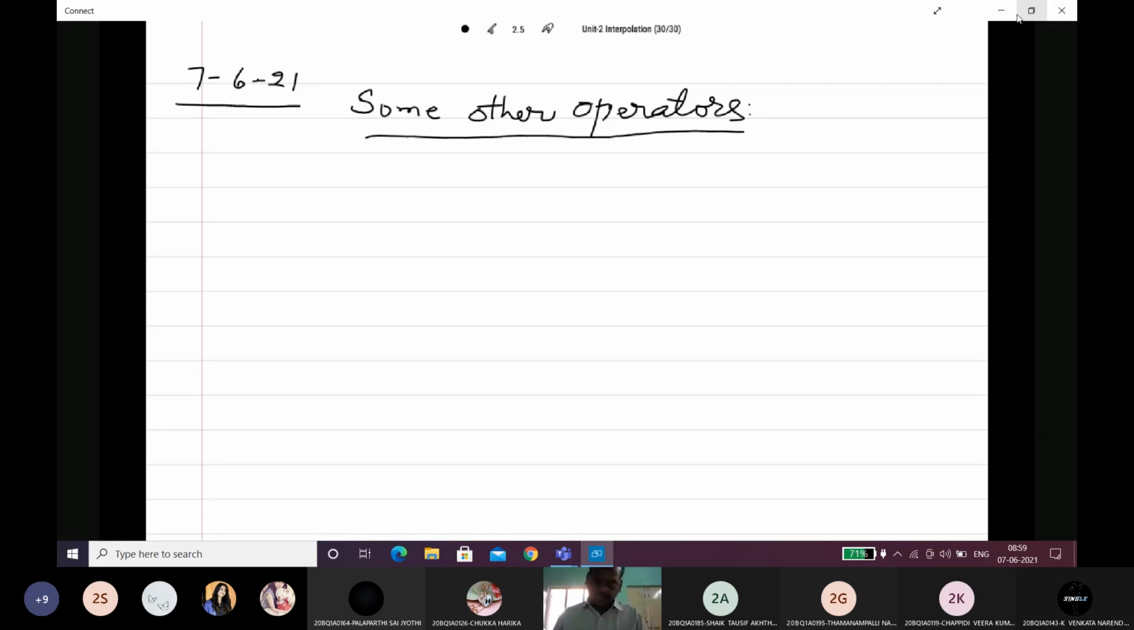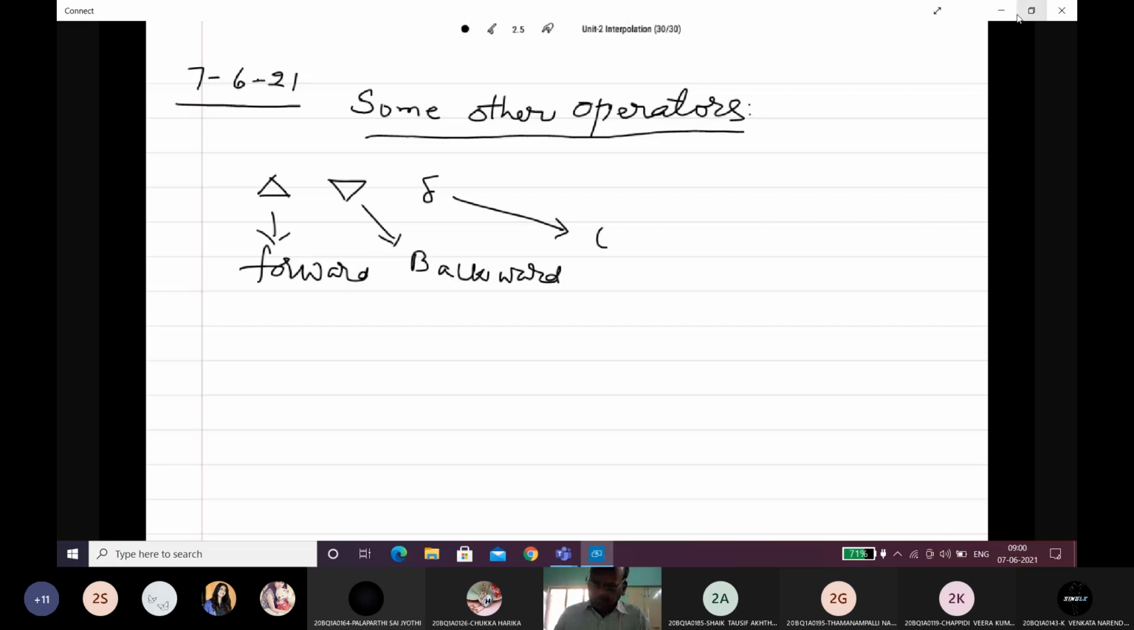Here, first we have to define the shift operator. Already we know the three operators. One is delta, another is del or nabla, and the other is small delta. Delta is the forward difference operator, nabla is backward, and small delta is central. These are the three types of operators. We already discussed them in the previous classes.